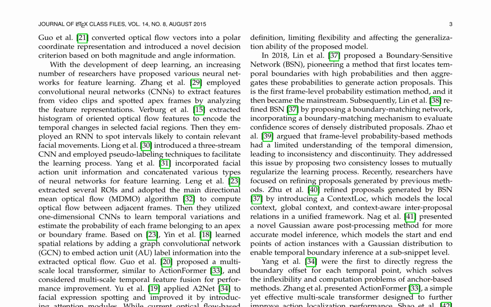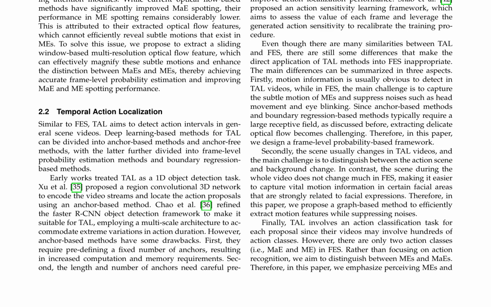The proposed framework consists of three modules: data preprocessing, probability estimation, and post-processing. The data preprocessing module calculates the multi-resolution optical flow features using a sliding window approach. The probability estimation module employs a novel graph-based transformer, called SpotFormer, which takes optical flow features as input for frame-level apex or boundary probability estimation. The post-processing module aggregates the probability maps from all frames and generates expression proposals.